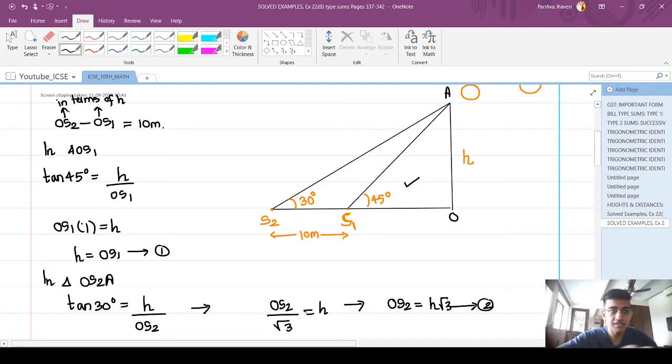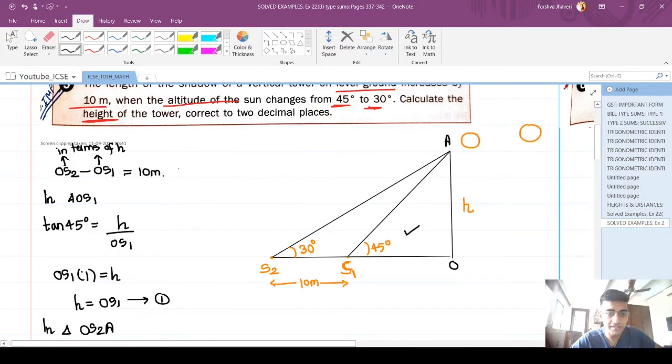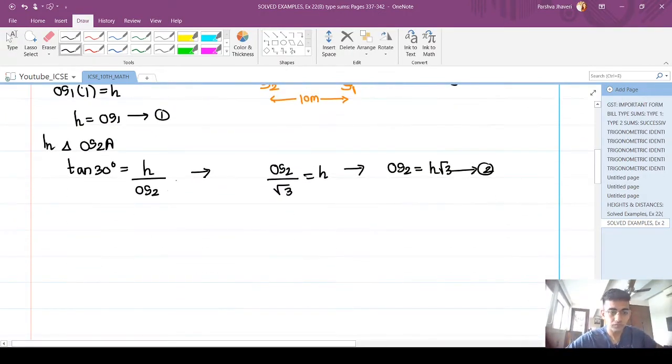Now, we can just plug in 1 and 2 into the original equation, the starred equation. So let's plug that in. We had OS2 minus OS1 is 10. OS2 is nothing but h root 3, minus OS1 is nothing but h, is 10.